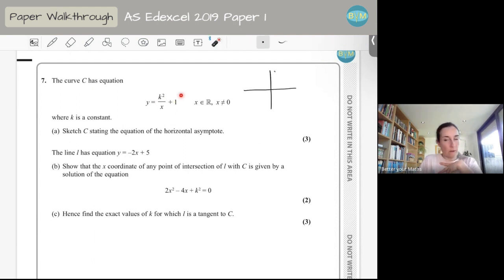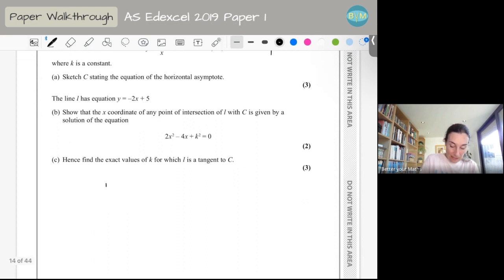So ignore the plus 1 so far, just to decide in which quadrant it goes. This one is always positive because it's squared. When x is 1, y is 1, so it's in this quadrant. When x is minus 1, y is minus 1, so it's in this quadrant here. So it's here and here. I would check just with easy values, 1 and minus 1. That's your graph of k squared divided by x. If you represent just k squared divided by x, you have this graph.